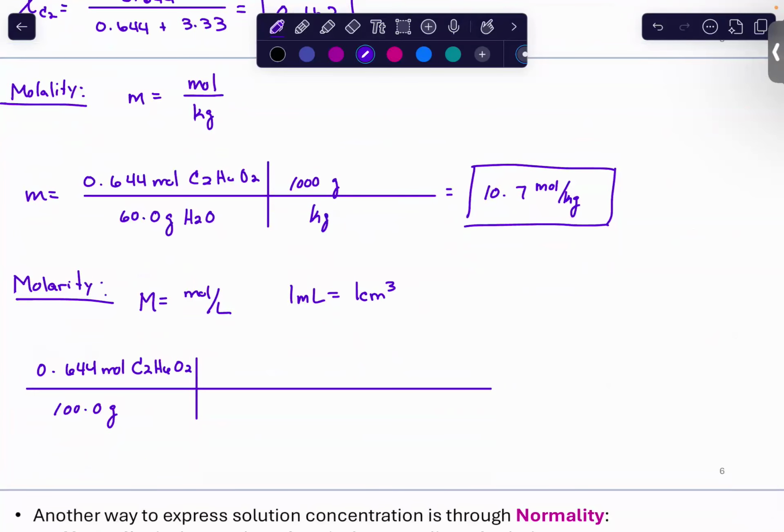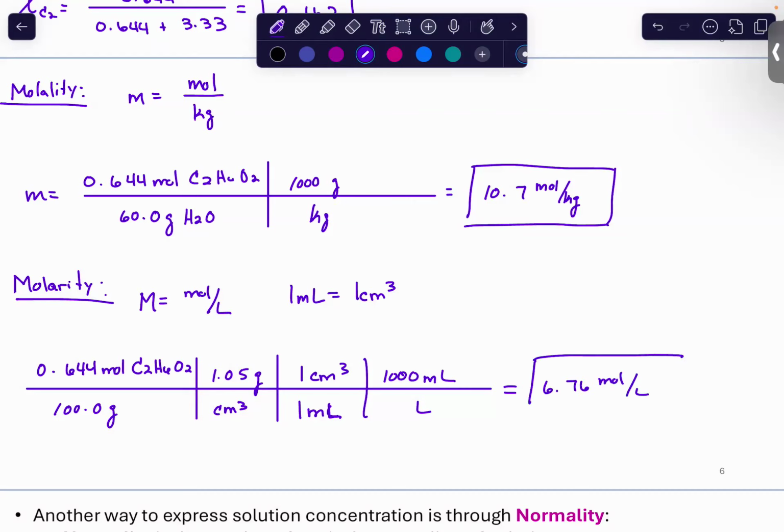So that is going to be 1.05 grams per cubic centimeter, 1 cubic centimeter per 1 milliliter, and then, of course, there's 1,000 milliliters in a liter. And this will give me 6.76 moles per liter.